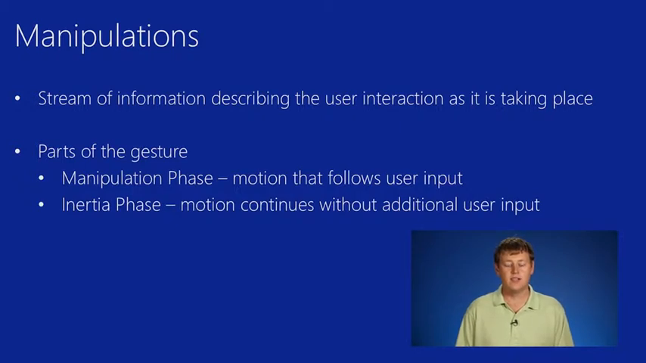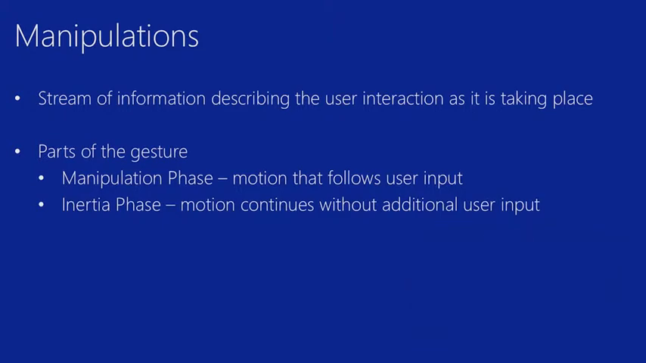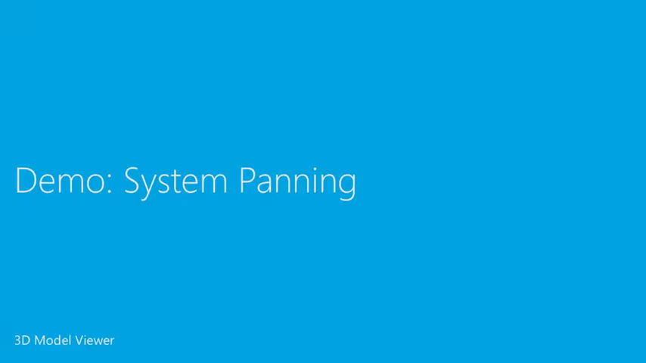The first phase is the manipulation phase. And this is where the customer's fingers are actually on the screen, moving the content around. The other phase is the inertia phase. And this is where the content is still moving on screen, but your customers are no longer touching it. Now, our bounce effect is going to need to account for both of these phases. Before we continue on, though, let's take a look at the system panning in order to see how it's done.